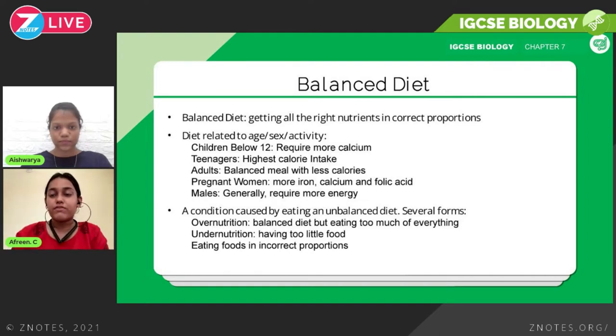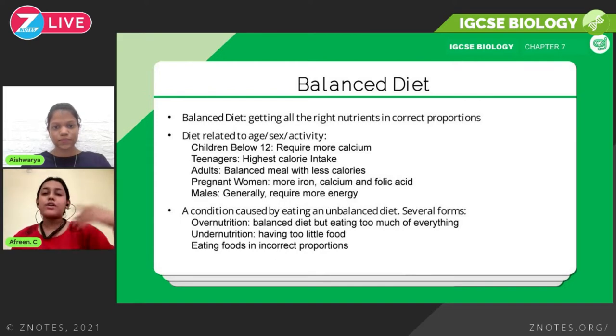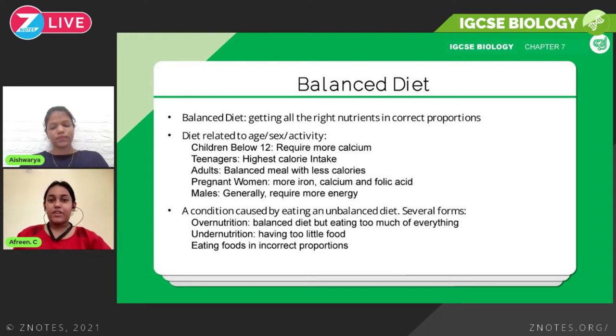For children below 12, calcium is needed more. For teenagers, this is where you need to have the highest calorie intake, because you're going through puberty and everything. Adults need a balanced meal with fewer calories, unless you're a highly active adult doing highly laborious work, then obviously your calorie intake should be higher. So like I said, it depends. It varies depending on your occupation, your age, your height, your build, and your activity levels.